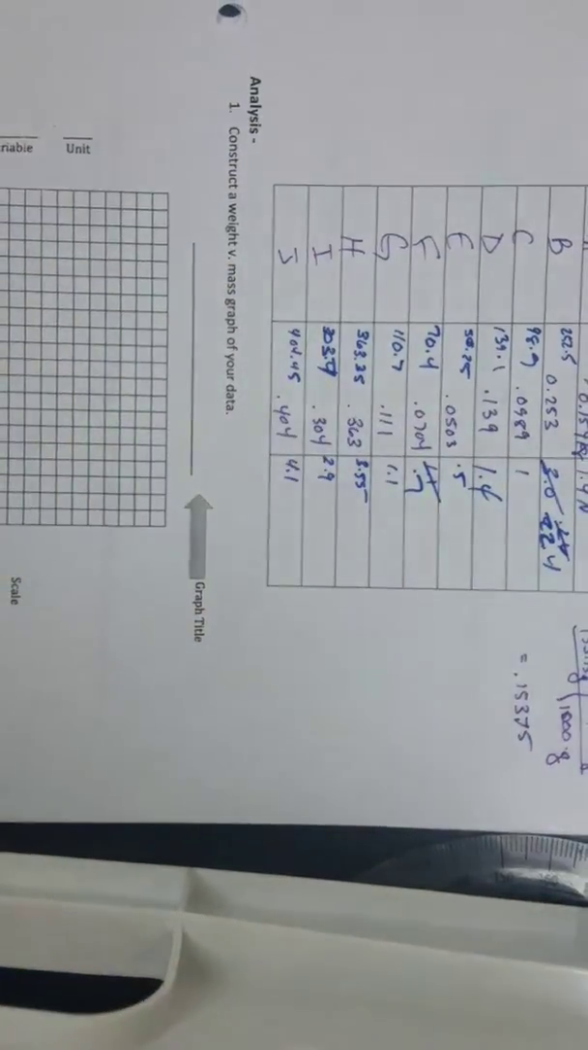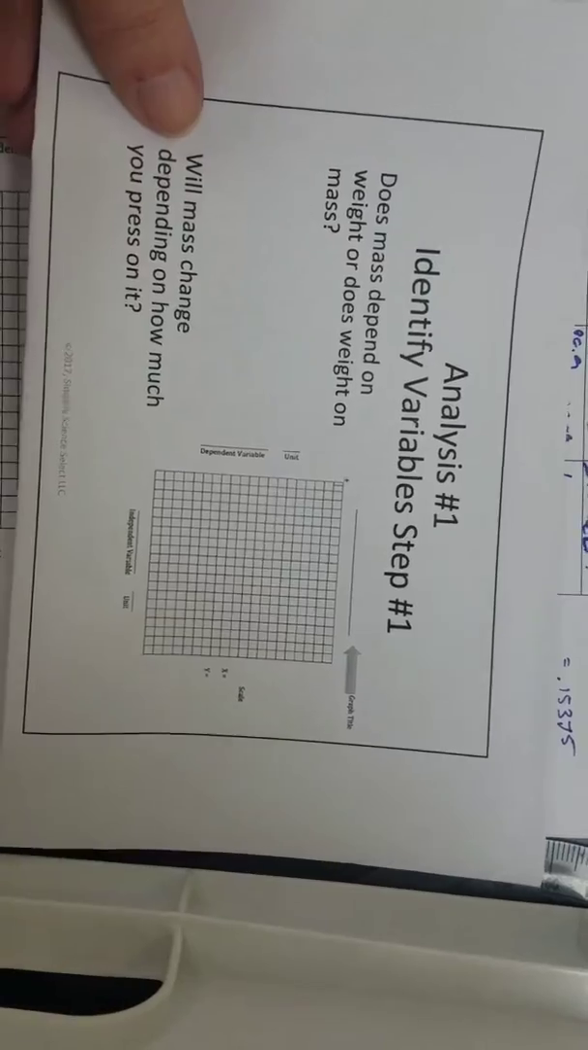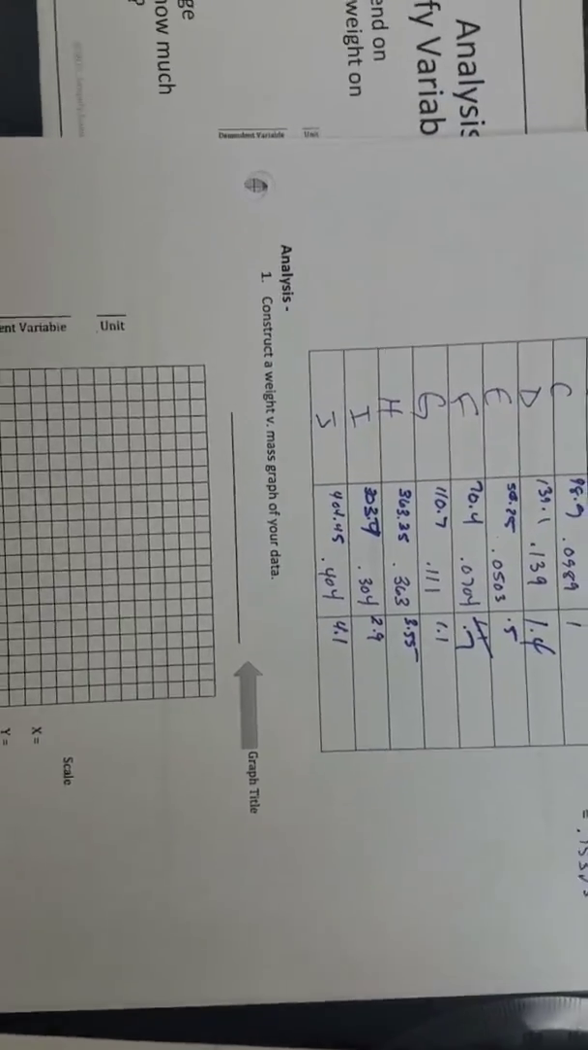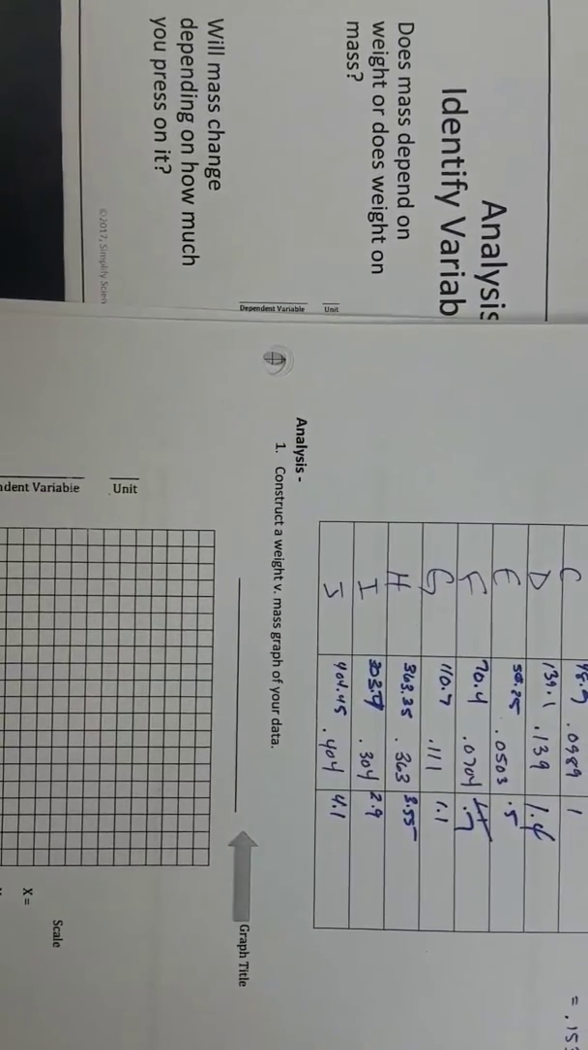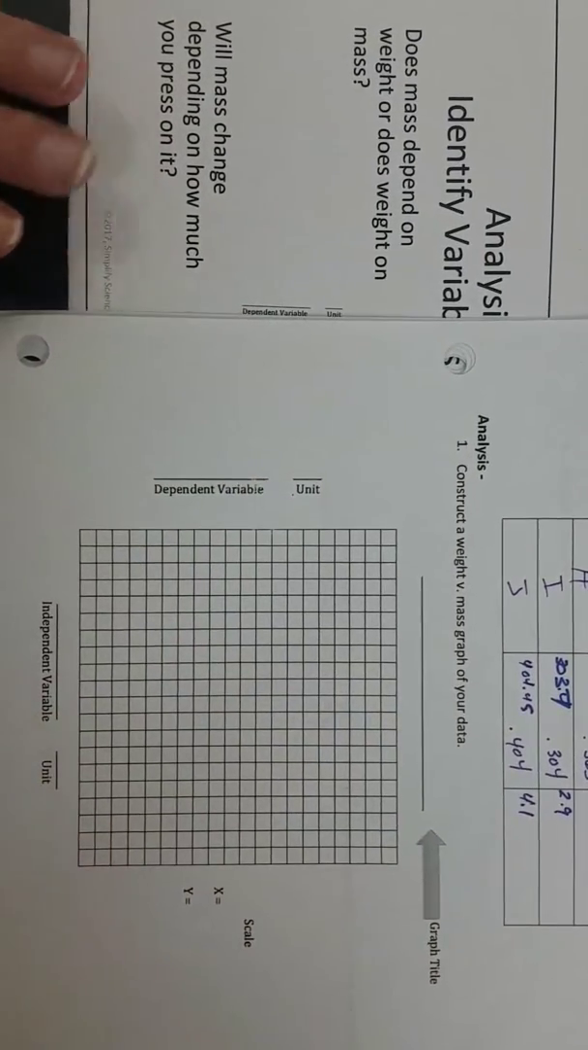So here's our analysis number one, and it's identify the variables in step one. So let me see if I can get all of this in here. Hey, that'll work. Okay. So does mass depend on weight, or does weight depend on mass? So basically we're identifying our independent and our dependent variable. So the question is, what did I physically change? My hands physically touched the masses. So that means that my independent variable must be the mass.